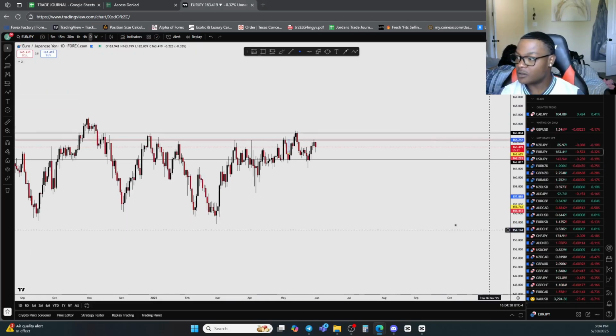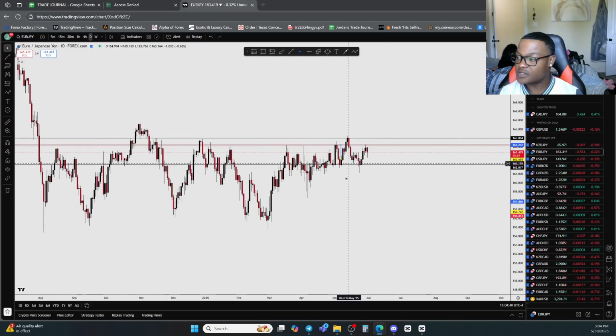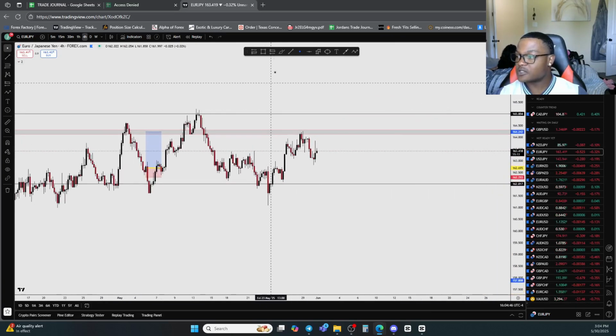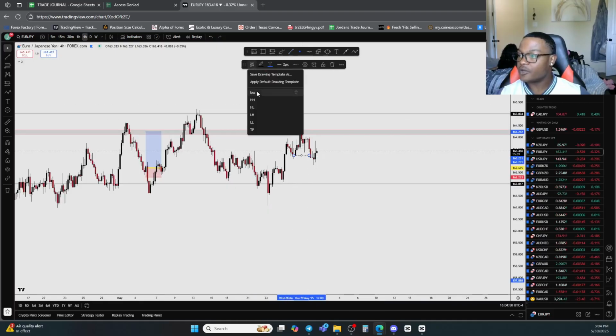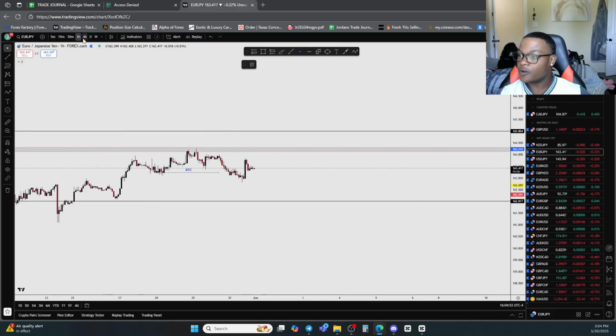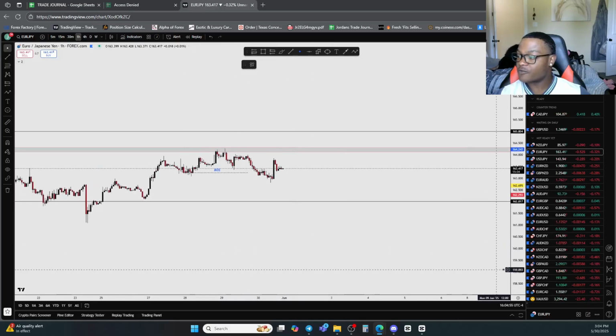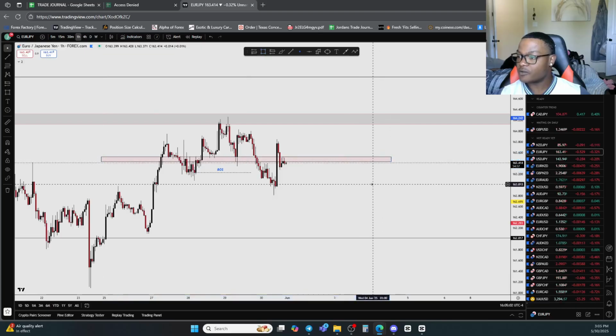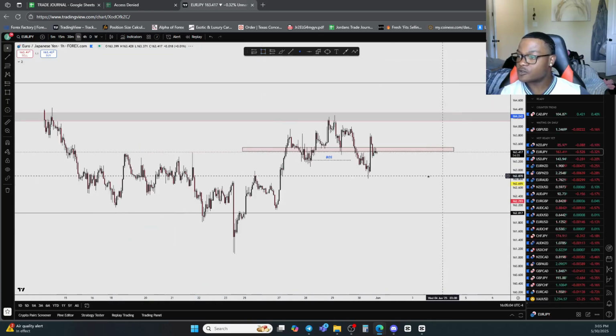EuroJPY, we are at an area of resistance. Daily is bullish. The 4-hour time frame is bearish. You can see based off of the break of structure around here. 1 hour, we are in sync with our 4-hour time frame, which is good, and we are at this daily area of interest. This 1 hour time frame recent break of structure is around here, area of support.